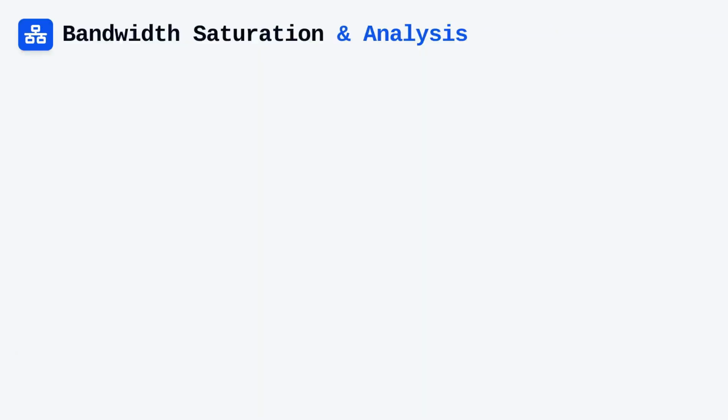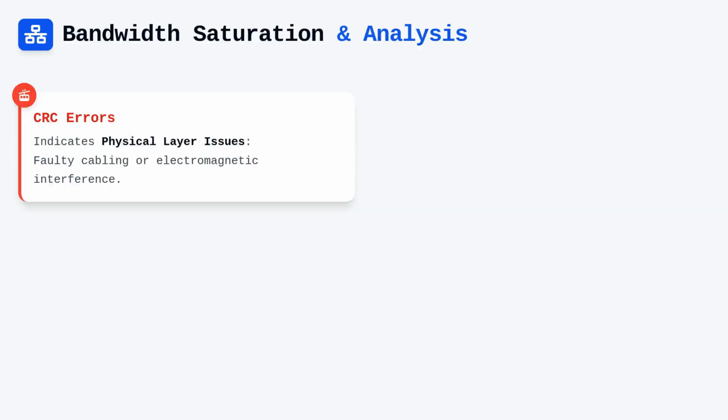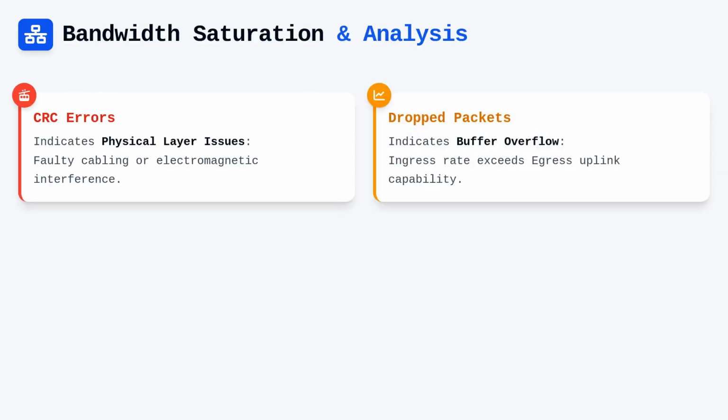Bandwidth saturation is a physical reality that we must acknowledge when dealing with high-bandwidth cameras. If you examine the switch port statistics, look specifically for counters related to dropped packets or CRC errors. A CRC error often indicates a faulty cable or physical interference, while a high number of dropped packets typically suggests that a buffer on the switch is overflowing. This overflow happens because the ingress data rate exceeds the egress capability of the switch uplink.